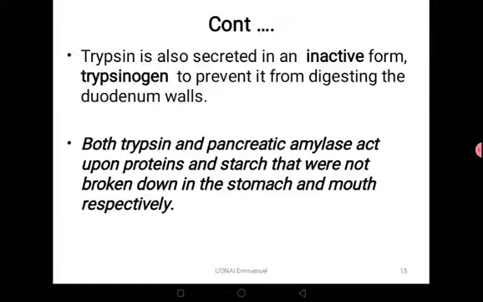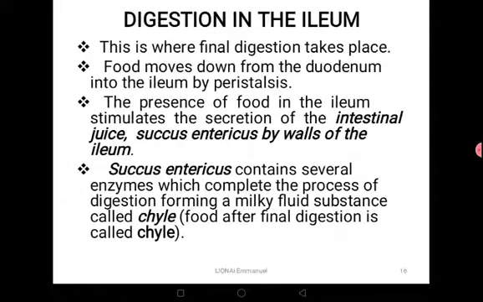Both trypsin and pancreatic amylase act upon proteins and starch, respectively, that were not broken down in the stomach and the mouth, respectively. That's what we have just explained. So let's move to the ileum. The ileum. This is where final digestion takes place. Very important for us to note that it is in the ileum where final digestion takes place.